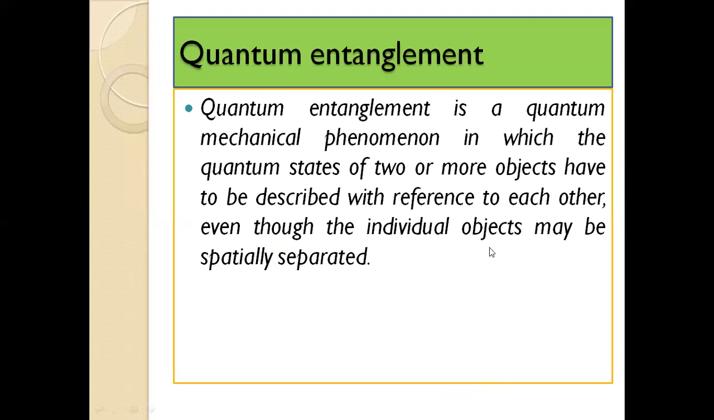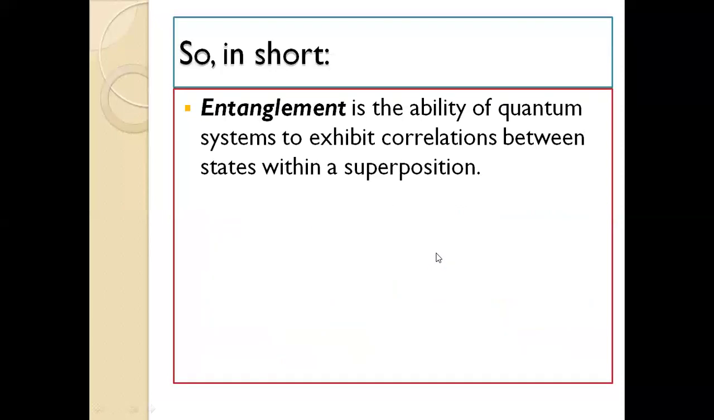So they are associated to this particular phenomenon, quantum entanglement. Got it? Note down this. So in short, we can say that entanglement is the ability of a quantum system to exhibit correlations between states within a superposition. Superposition, you got it? Combination of those different states, right? Bits, qubits. Now, entanglement is the ability of quantum systems to exhibit correlations between different states within a superposition.